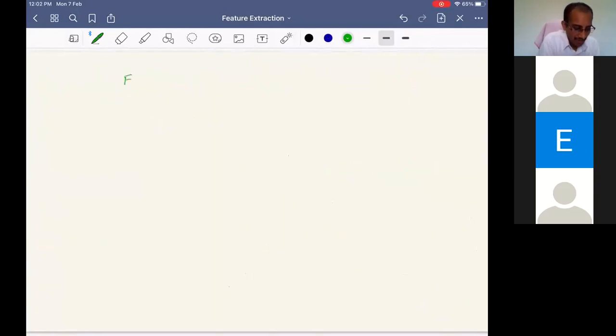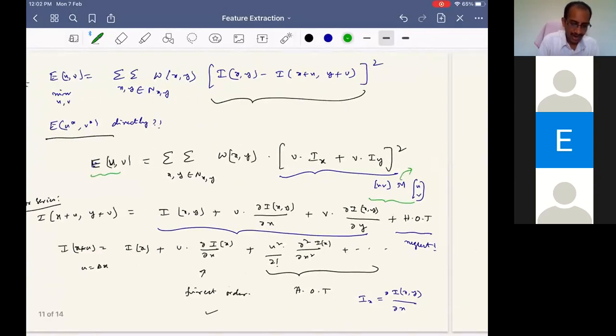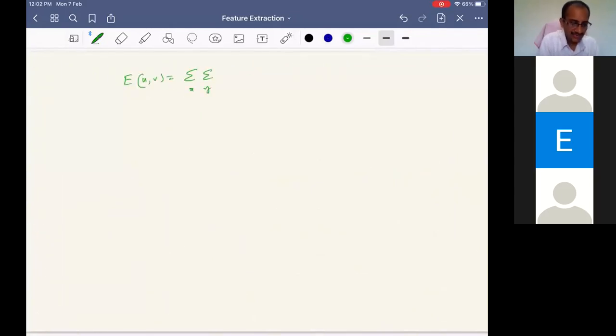So as I mentioned, E of U comma V, we have simplified before as double summation over x, y of w of x y into (U Ix plus V Iy) whole square. Ix is dou I by dou x, where I is with two variables x comma y. Derivative in x direction, derivative in y direction, whole square. Now the thought or the idea from him is that, see, I need to anyway, for all U comma V, differentiate equal to 0, find U star, V star and substitute here. That's one procedure. Without explicitly doing all that, can we do a better way? The answer by him is yes.